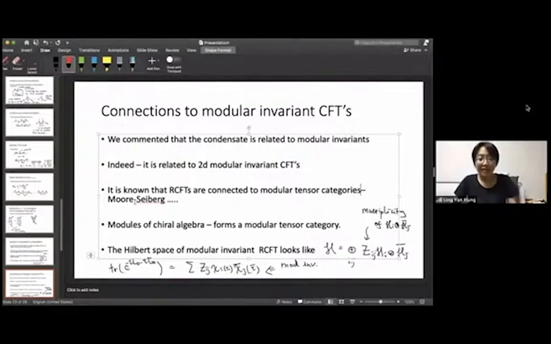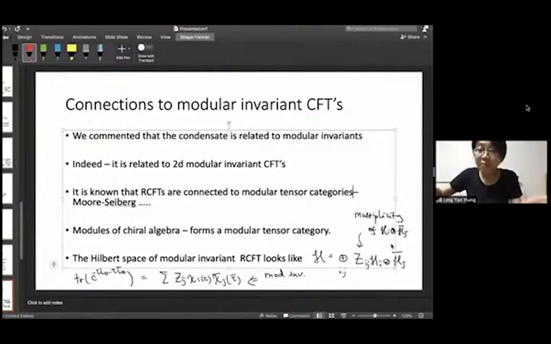So this is the work of, I think, first Moore and Seiberg, that shows that the primaries in rational CFTs can be organized into modular tensor categories. But then if you want to construct a modular invariant CFT, then you have to pick from all the possible primary sectors. You have to pick a combination where Z_ij is some integer. You have to pick the multiplicity of certain sectors judiciously, so that together the characters would form a modular invariant.